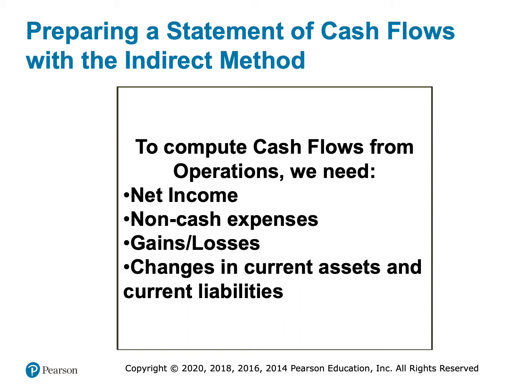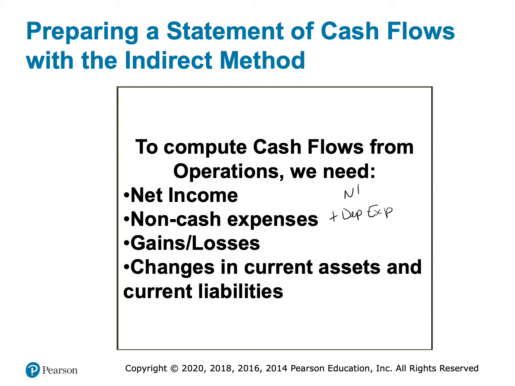The biggest and most common non-cash expense we have is depreciation. So we debit depreciation expense for a large amount every year, but we don't actually write a check to anybody for it. So we're going to take net income and add back to that the depreciation expense. So we'll start with net income and then we'll add depreciation expense.